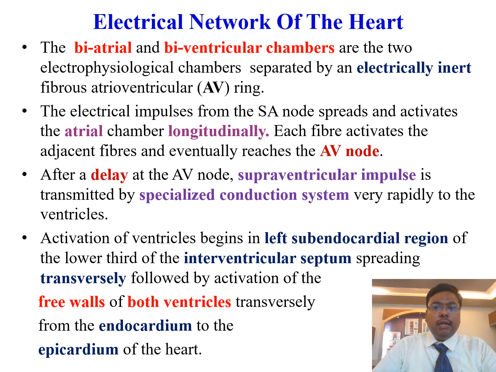The biatrial and biventricular chambers are the two electrophysiological chambers separated by an electrically inert fibrous atrioventricular ring. The electrical impulses from the SA node spread and activate the atrial chamber longitudinally. Each fiber activates the adjacent fibers and eventually reaches the AV node. After a delay at the AV node, the supraventricular impulse is transmitted by the specialized conduction system very rapidly to the ventricles.